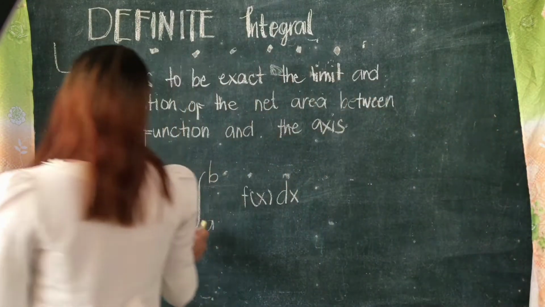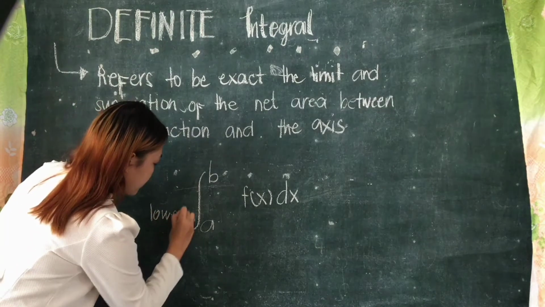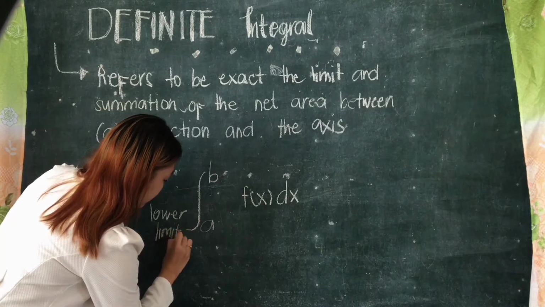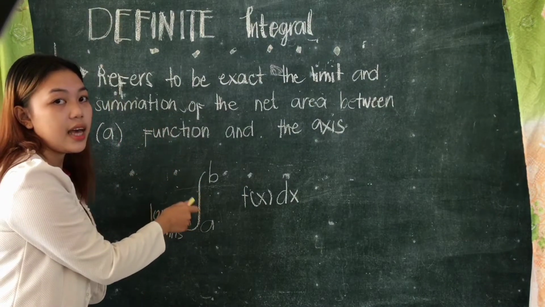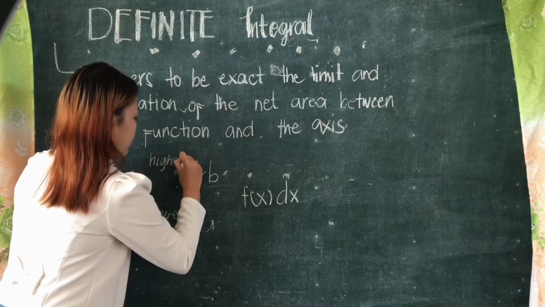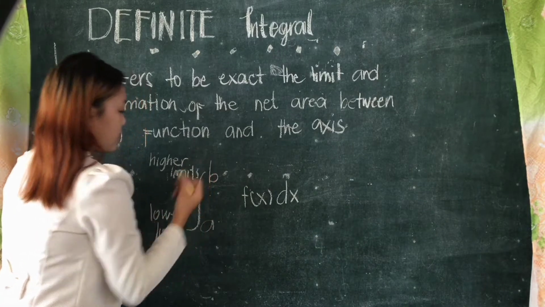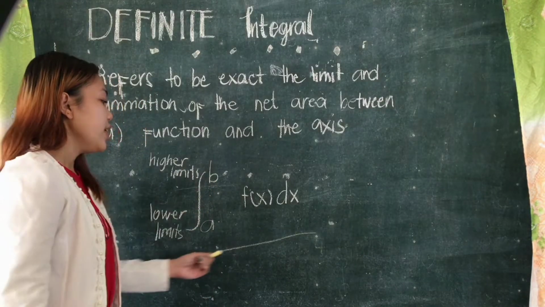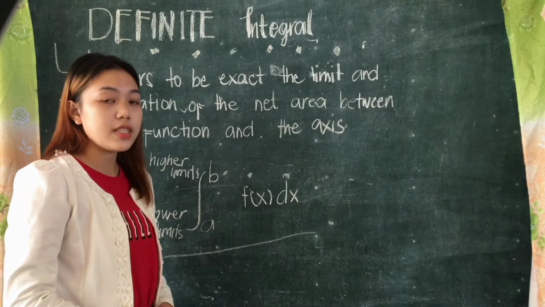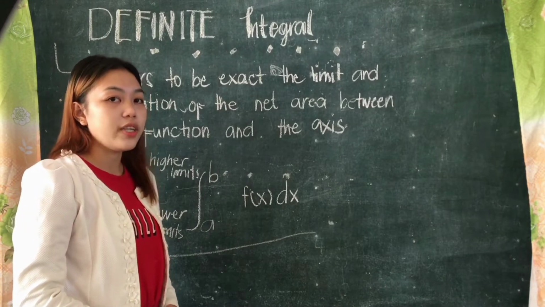Here, the a represents the lower limit, which makes the b here the upper limit. So here is the notation for the definite integral, and let us now proceed to our first example using u substitution with the change of limits or interval.